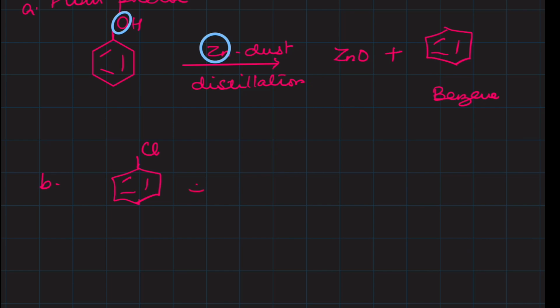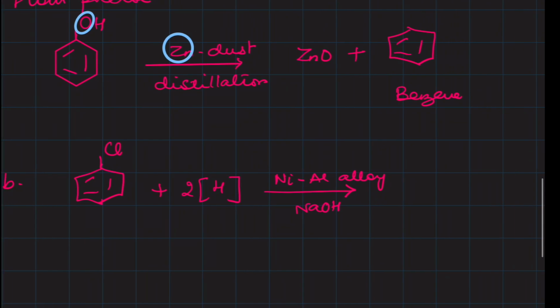If we take any source of nascent hydrogen, we can take nickel and aluminium alloy in NaOH. We can take lithium aluminum hydride also, and this nascent hydrogen reduces the compound to benzene, and HCl is the byproduct.